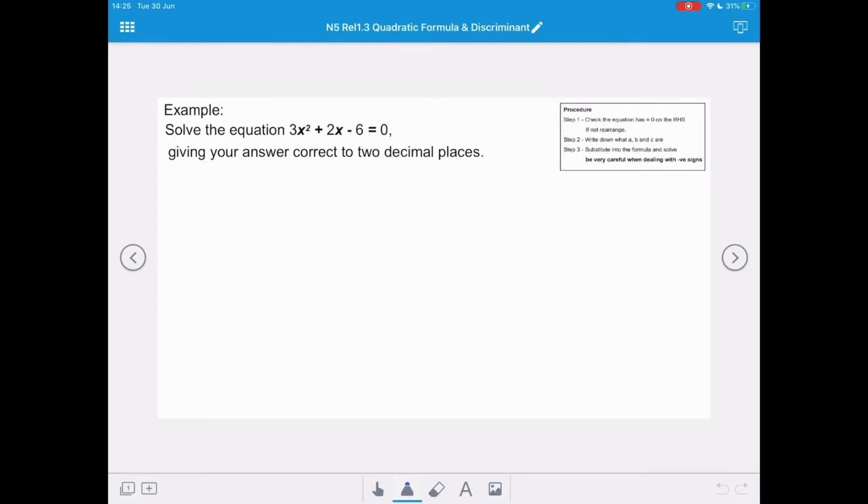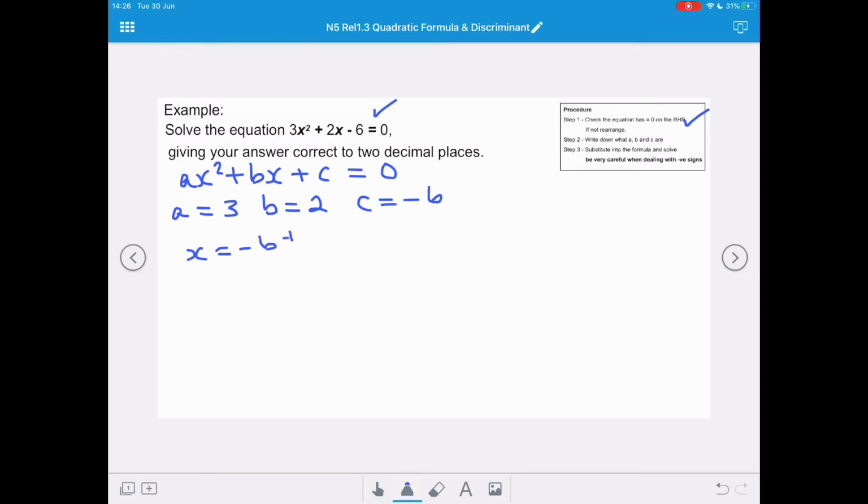So in this example, we want to solve the equation 3x squared plus 2x minus 6 equals 0, giving our answer correct to 2 decimal places. So the first thing we want to do is check that the equation has equals 0 on the right hand side, and it does, so we don't need to do any rearranging. And what we need to do now is compare our 3x squared plus 2x minus 6 equals 0 to our general equation of a quadratic function ax squared plus bx plus c equals 0. And therefore we get a equals 3, b equals 2, and c equals negative 6. And we want to explicitly state those values.